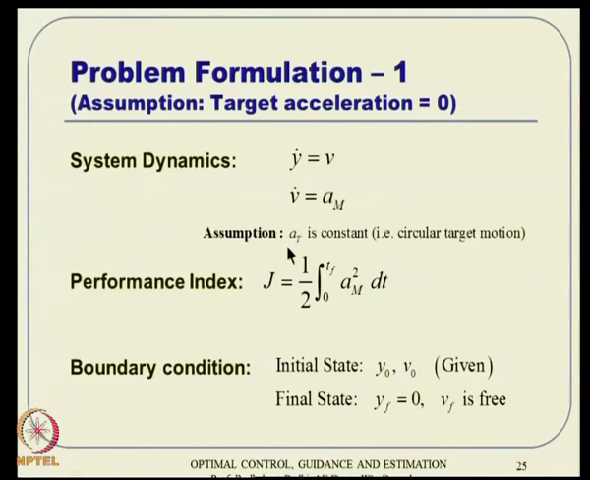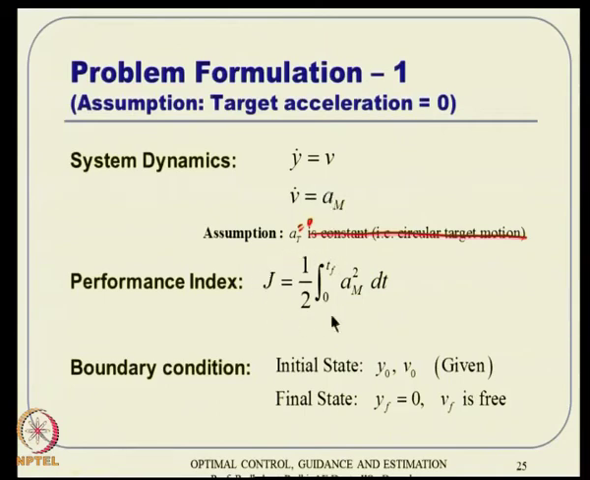What you are assuming here is AT equal to 0, that is what you are assuming. The next case we will see is that AT is constant and all that. Right now we will see AT is 0. So, this is why v dot is AM.